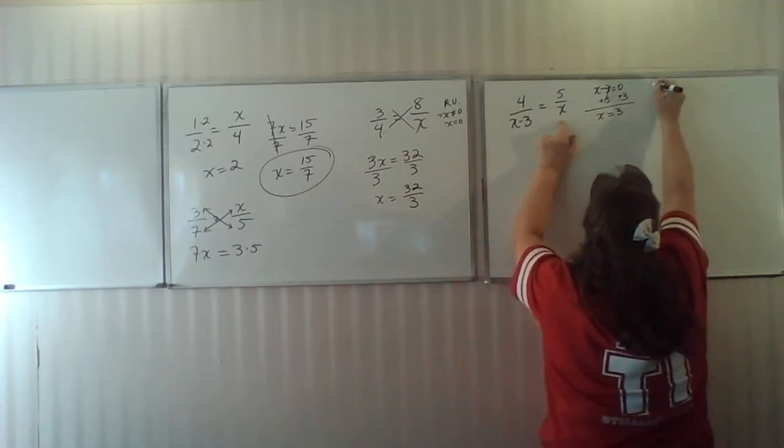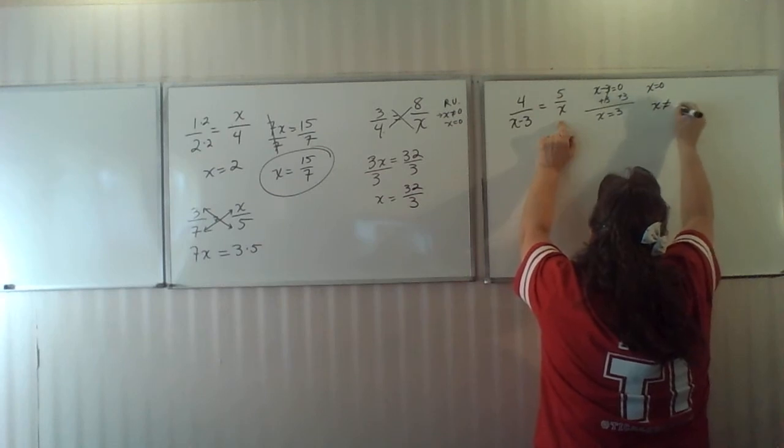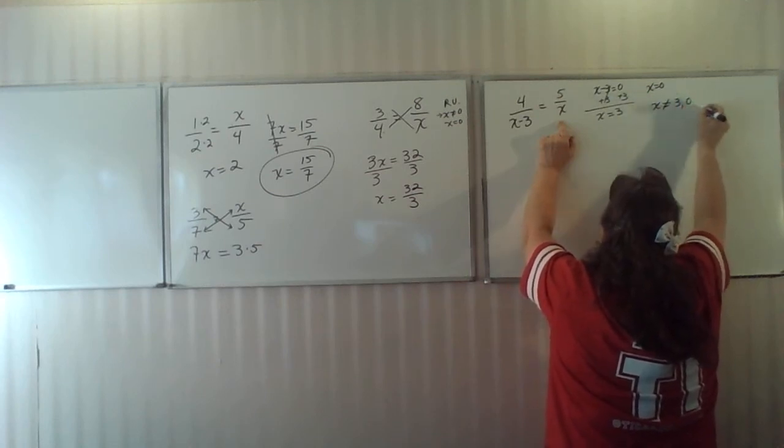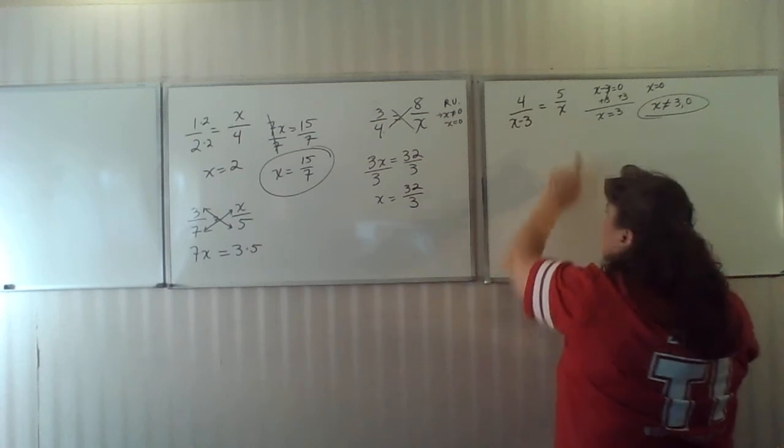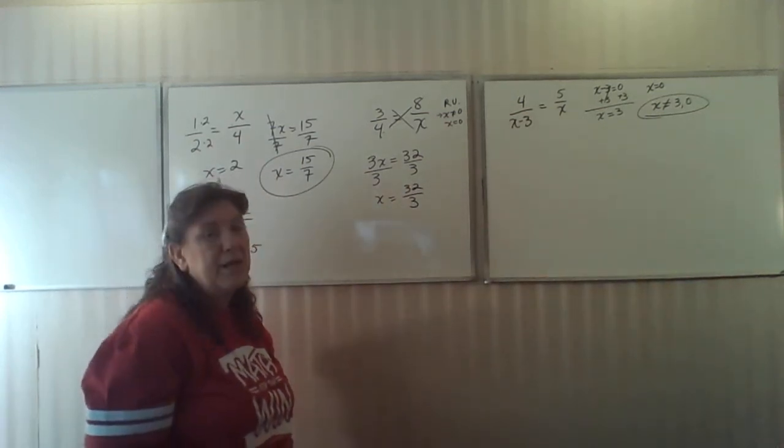So that's one of my restricted values. This one is by itself, so it's just going to be the same. So therefore, x cannot equal 3 or 0. There it's in restricted value domain form. X cannot equal those two numbers.